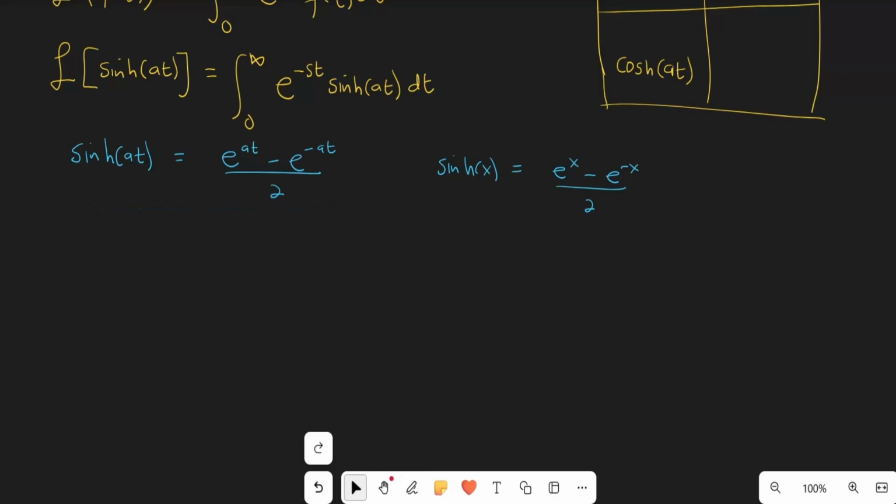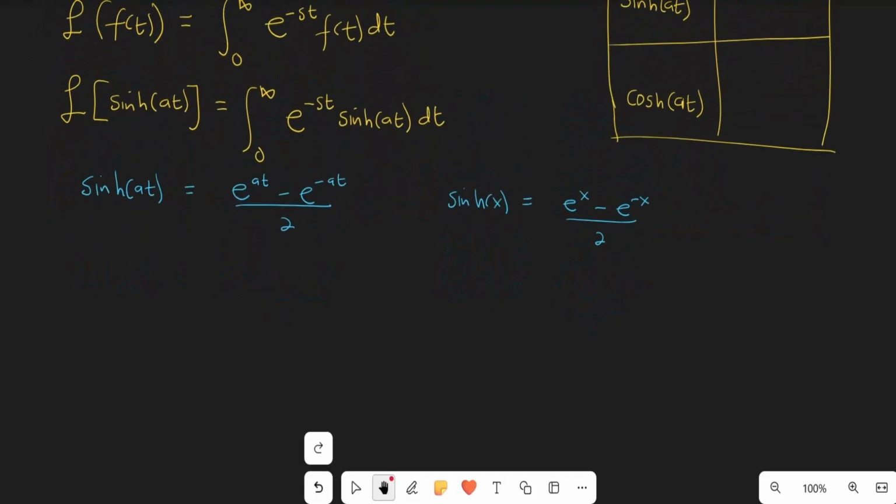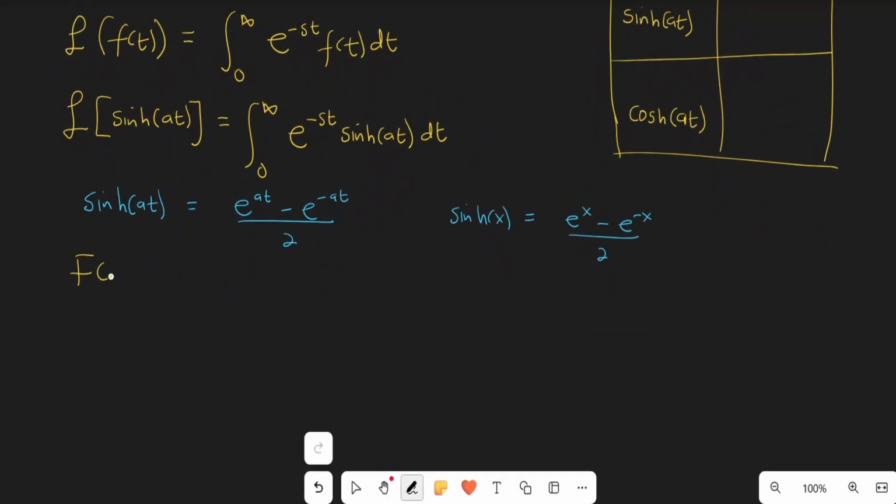So we are going to replace that in our integral and then integrate that. So let me call this one the Laplace transform of the sine hyperbolic function of at. Let me call that one capital F of s as we have in our table. So this is the capital F of s, and this is equal to the integral from 0 to infinity e raised to the power negative st. And now I'm going to replace the sine hyperbolic of at with e raised to the power at minus e raised to the power negative at, this one is divided by 2, and then dt.